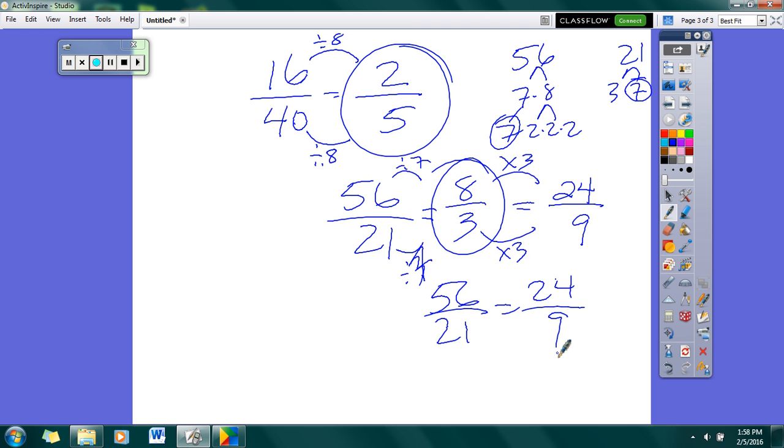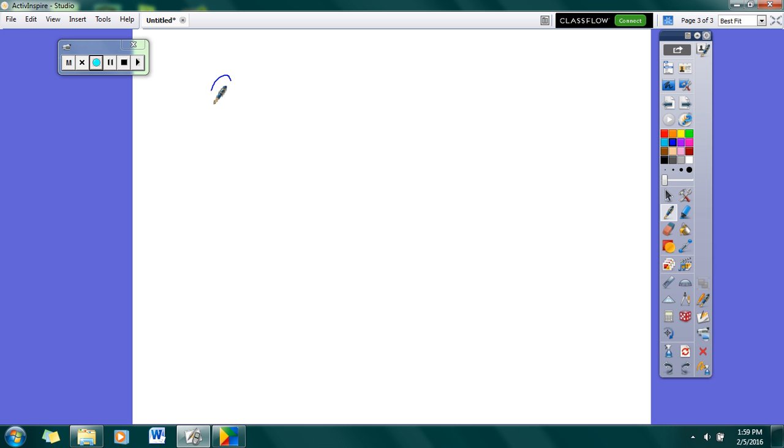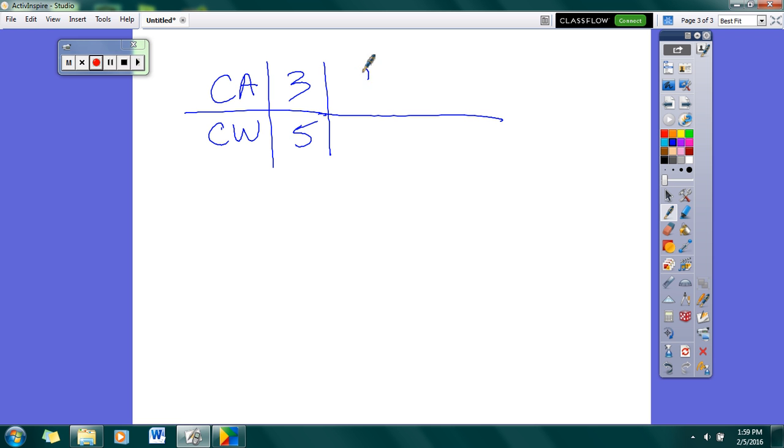Alright, so let's look at a ratio table. If I have a ratio table that has cleaning agent to cups of water. Okay, so sometimes you have a cleaning agent and you have to mix it with water because it's too concentrated. If I have my ratio of 3 to 5, and I have 9 cups of cleaning agent, okay, how many cups of water do I need to add? Well, to get from 3 to 9, I have to multiply by 3. Therefore, I have to multiply this by 3, and I need to add 15 cups of water.